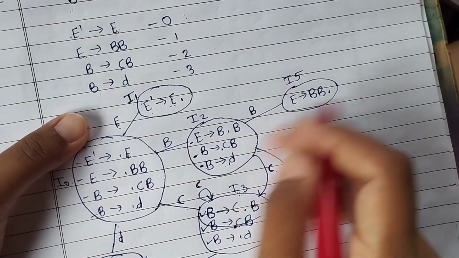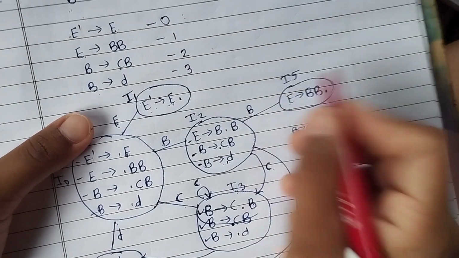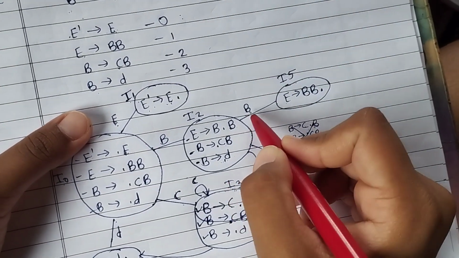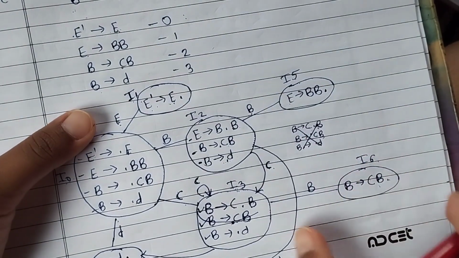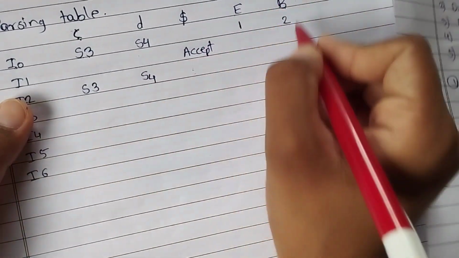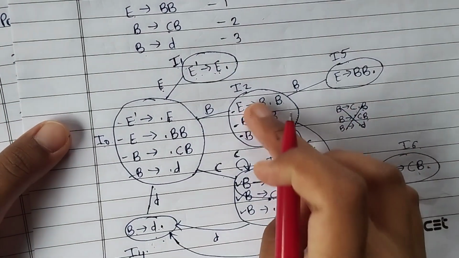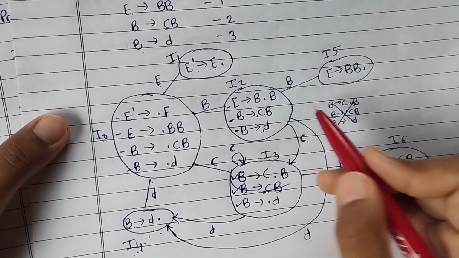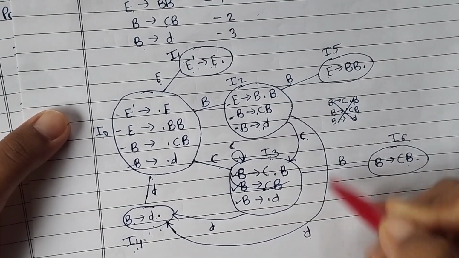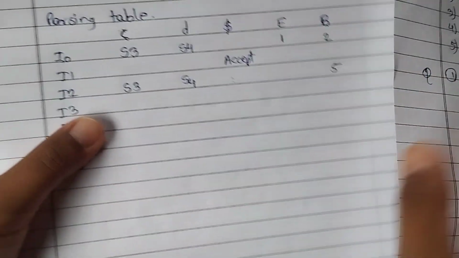Now I2 and B. So I2 transfers this B to I5 and B is the non-terminal. So we write only 5. This is the capital letter. So we only write I2 and B is 5. Now I2 and E is remaining. So I2 and E. But if we see, from the I2 E is not transferred anywhere. So here null is present, nothing we write.